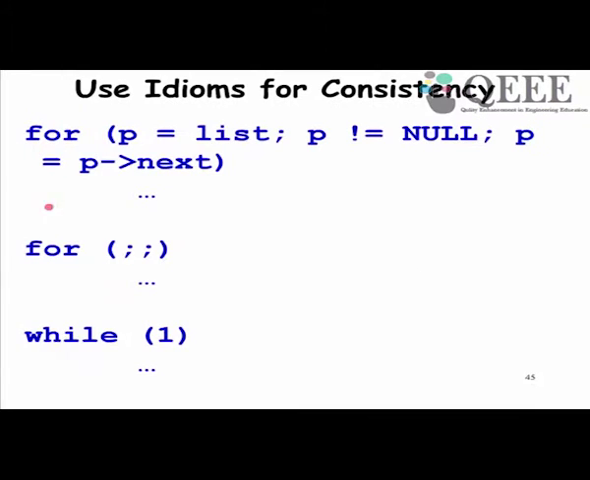These are some other idioms. This is the idiom for traversing a linked list: p = list head, until p doesn't become null, p = p->next. So traverse the list and then do the operations here, like print the list or whatever. And these are the idioms for an infinite loop. Similarly, there are several other idioms.